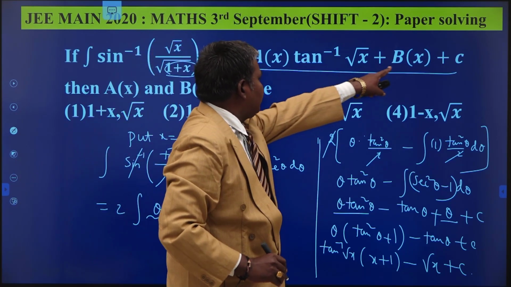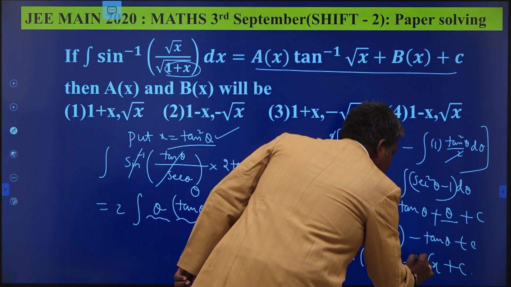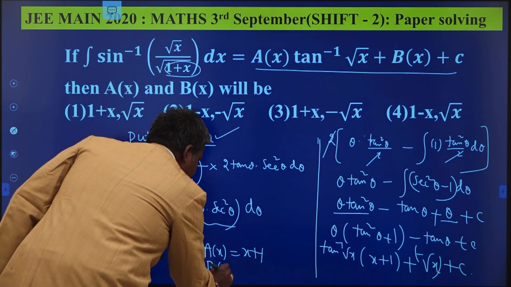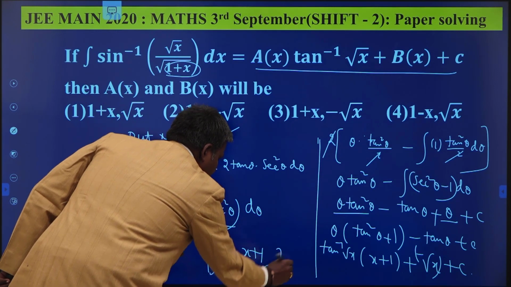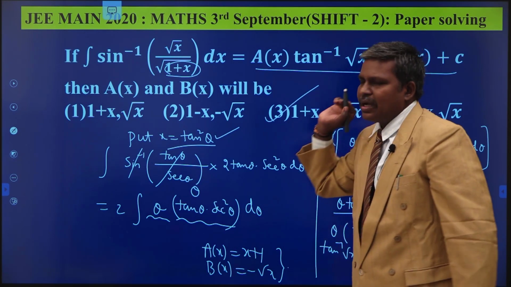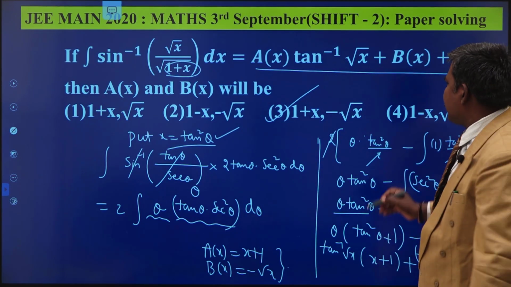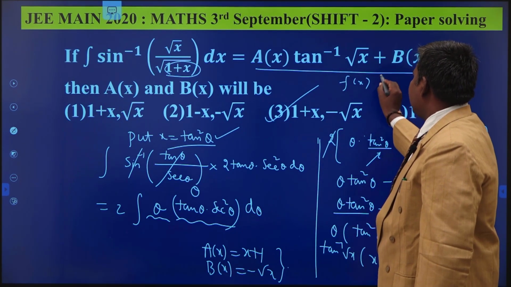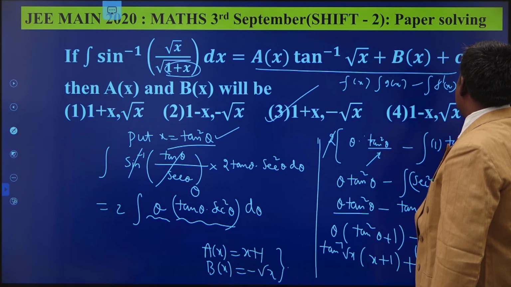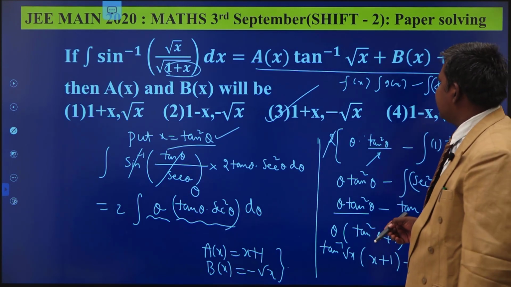And next, B of x. What is the function? Plus minus root x. This can be written as plus into minus root x. So your B of x is minus root x. So x plus 1 and minus root x, this is the option. So this is integration, substitution followed by parts. What is the by parts formula? f(x) integral g(x) dx minus integral f'(x) integral g(x) dx of dx. This is the formula for integral f(x) g(x) dx.